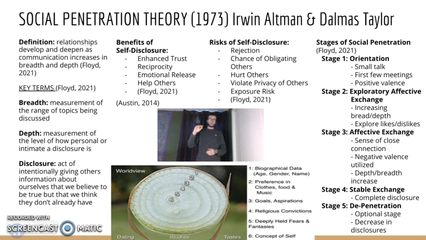And these disclosures increase in breadth and depth in correlation with the stages of social penetration, which are listed on the side there. And stage 1 is the orientation, the small talk, the first few interactions. And this is usually the surface layer of the onion, like in the picture. You're exploring your biographical data, just the basic concepts of one's worldview.